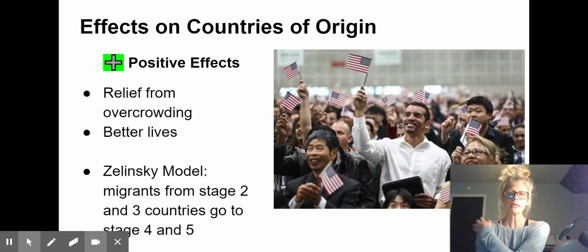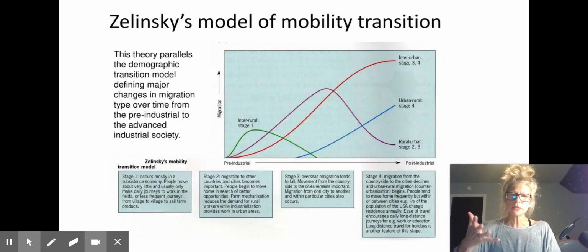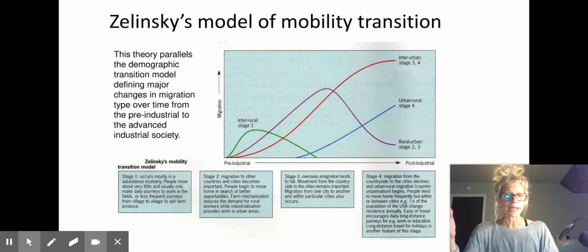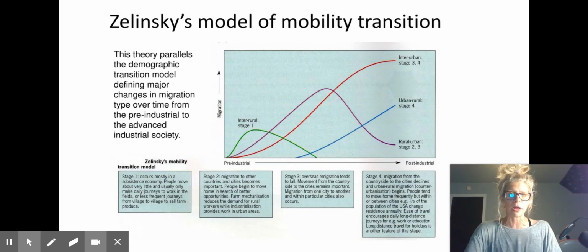Okay, so you want to think about that DTM model and that Zelinsky model. Remember, that's where you have actual movement within each stage of the demographic transition model. So in this case, you have, again, migrants leaving from stage 2, possibly stage 3 countries, and they're going to those stage 4 and 5 countries. So they are improving their lives. Okay, and there's just a quick picture of the Zelinsky model. We are going to make sure you get a handout for this to put on the back of your notes that you're taking today. Okay.